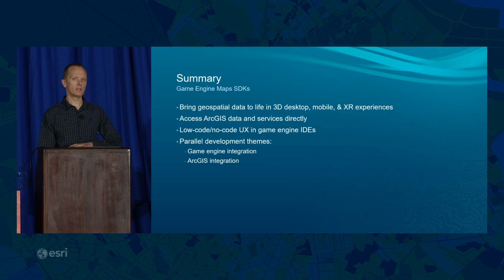And the way we think about our development is two parallel tracks. There is Game Engine integration, so those low-code, no-code tools that we're building inside the Game Engine IDEs, the ability to participate as mesh colliders inside the Game Engine. So you get a natural experience and you can take advantage of all the features you expect from a Game Engine. But then there's also ArcGIS integration as well, so adding support for additional data types like the building scene layer.